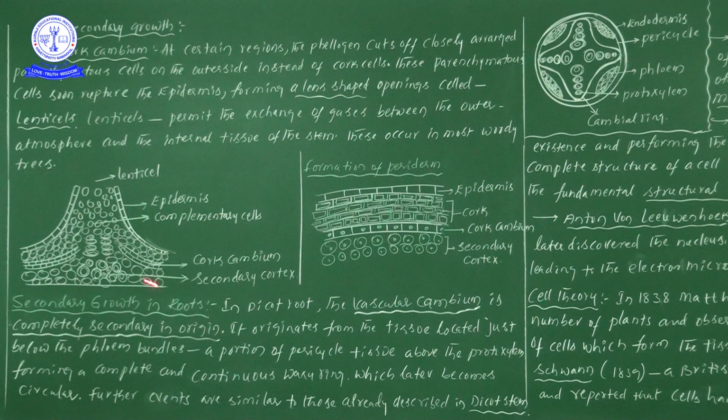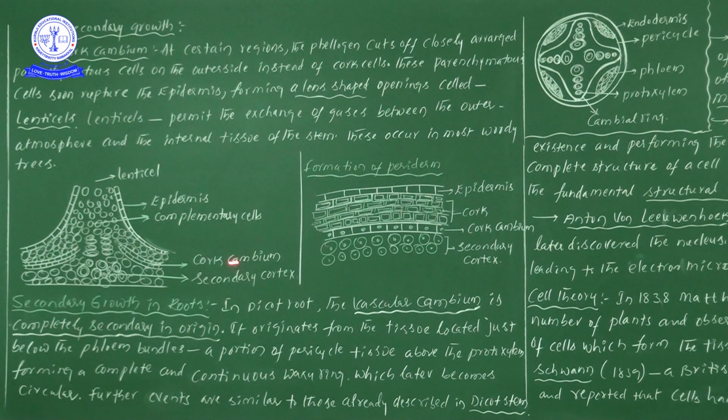Next, so here these particular cells we have taken as secondary cortex, and these cells also we have taken here. What is the point we are learning now, no? So this kind of arrangement becomes like this. Why? Due to the pressure, this particular phellogen cuts off. So here the phellogen is there, no? This particular phellogen cuts off.